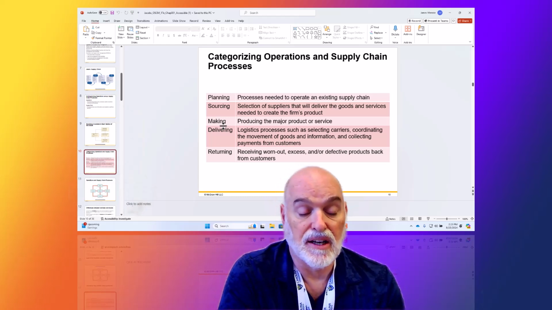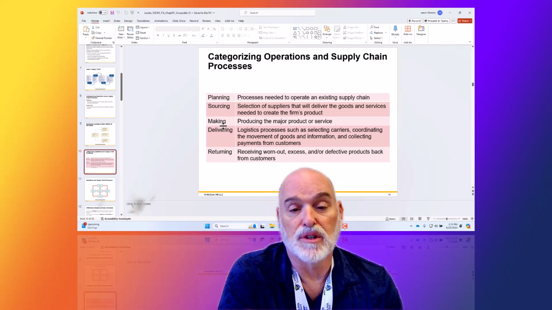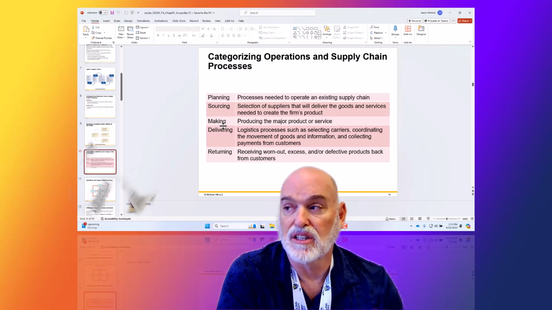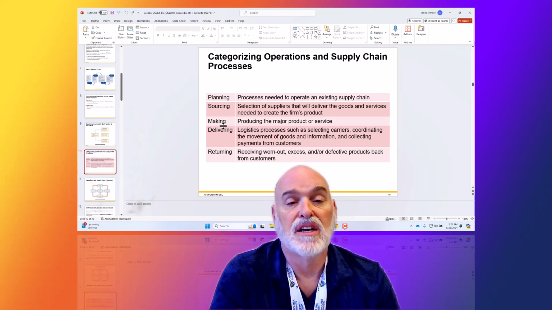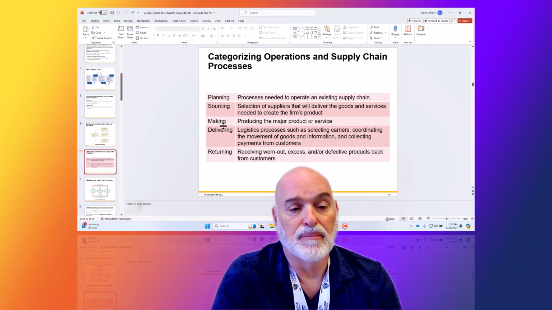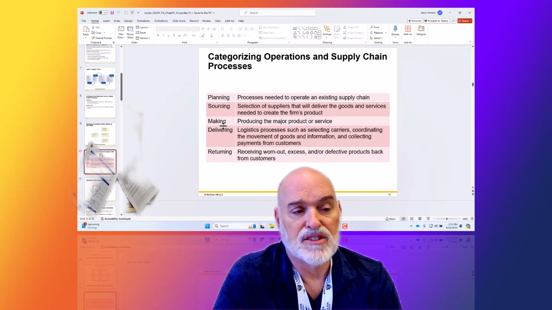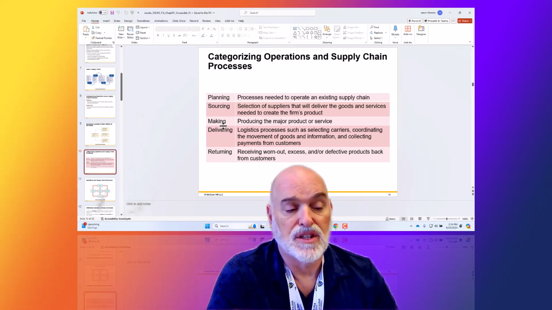Returning worn out, excess, and or defective products back from customers. There is a greening, if you will, revolution regarding the return of products to the manufacturer. So there's elimination of waste in landfill, etc., so that hopefully companies can reuse their products.